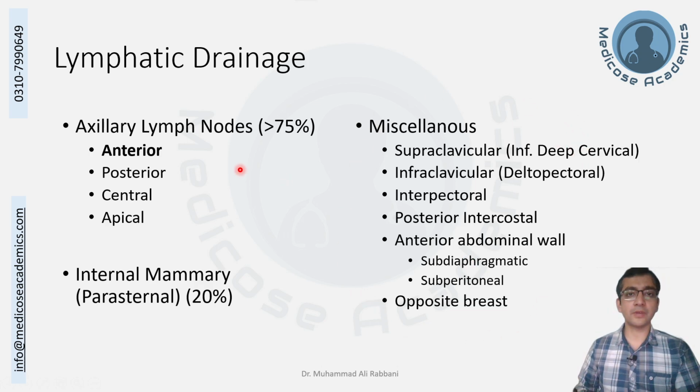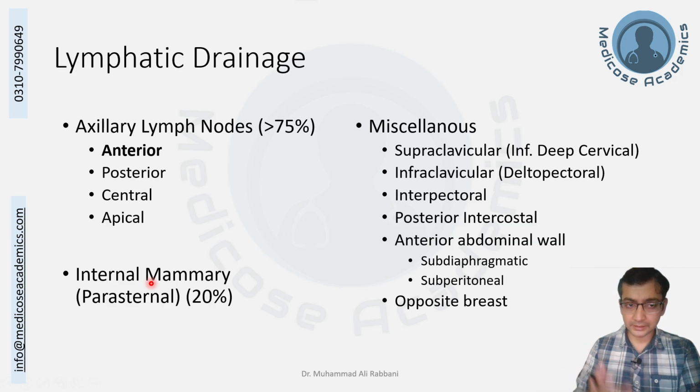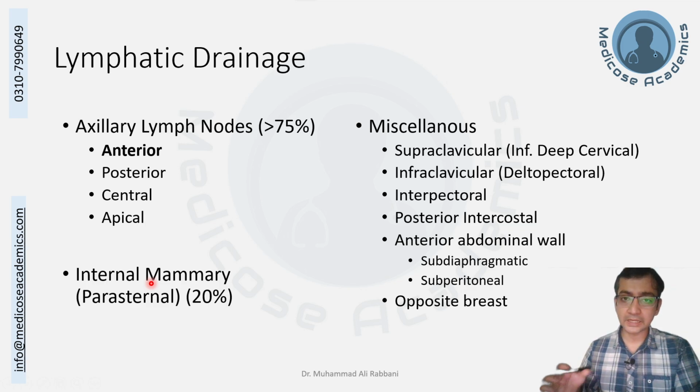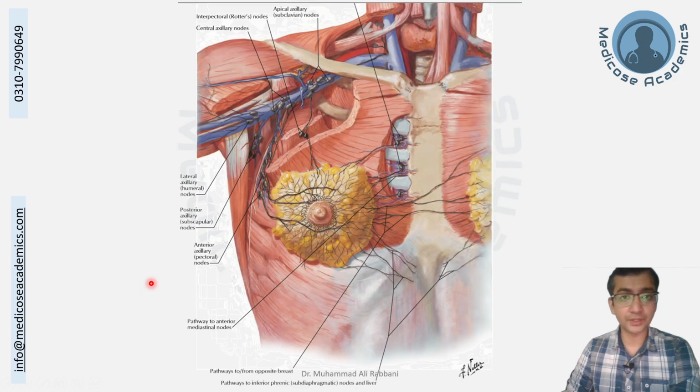These become very important when the major pathways are blocked. For example, a female has metastatic cancer and the cancer has been traveling through these pathways and has ultimately blocked these pathways, anterior nodes or parasternal pathway. Then these alternate pathways become very important. Then you will have to look along those pathways too for the spread of the cancer. Here is a picture from Netter's Atlas showing internal mammary, interpectoral, anterior or pectoral nodes, posterior subscapular nodes, lateral or humeral nodes, central, apical, and then supraclavicular nodes.